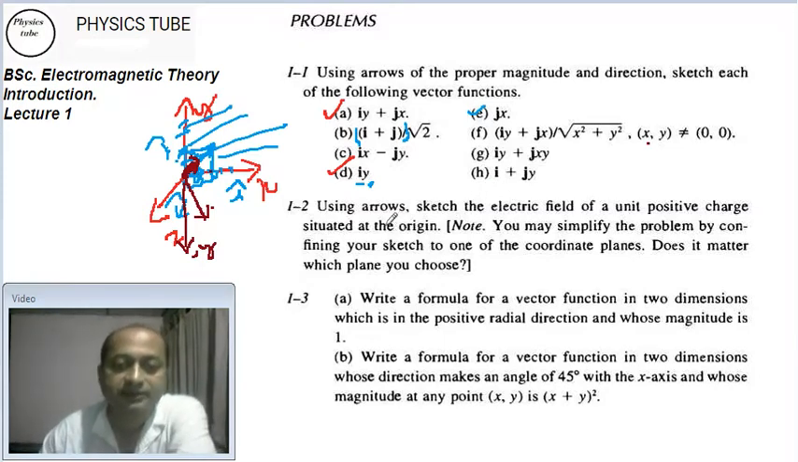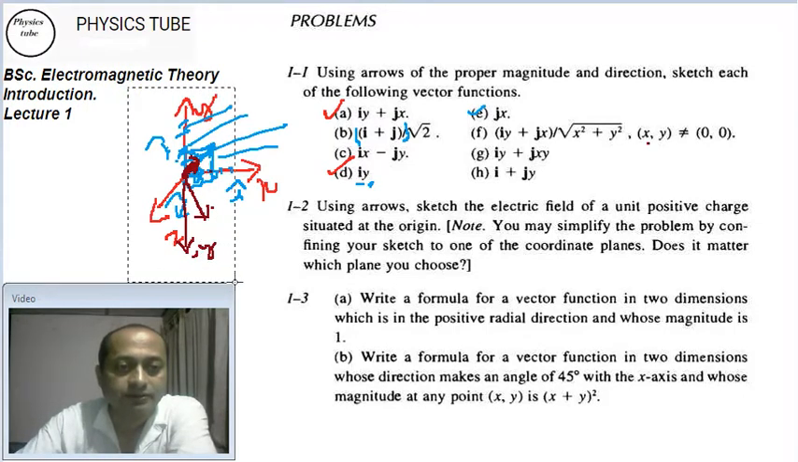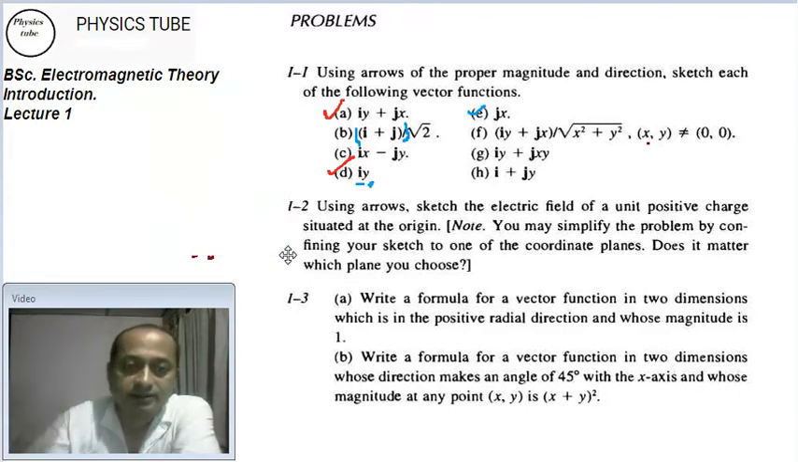Again in the second one they are asking: using arrows, sketch the electric field of a unit positive charge situated at the origin. Note, you may simplify the problem by confining your sketch to one of the coordinate planes. Does it matter which plane you choose? You can make it two-dimensional and show it in one plane. But in reality, of course, it is in three dimensions.